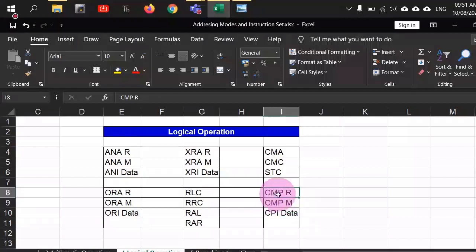So comparison operation is essentially a subtraction operation. But the result of subtraction is not stored in the accumulator after subtraction. Only the appropriate flag registers are set. Is this understood? Yes or no?